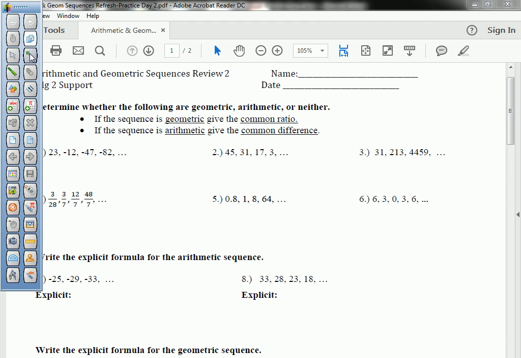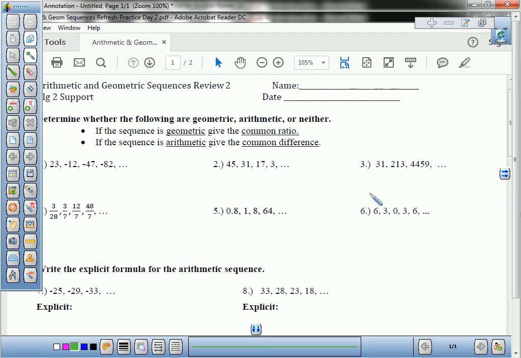Okay, so yesterday we talked about two types of sequences. Now there's lots of different types of sequences, but yesterday we talked about two: arithmetic and geometric. Arithmetic is where you have the common difference that comes from adding the same thing every time. Geometric is where we have the common ratio that comes from multiplying by the same thing every time.